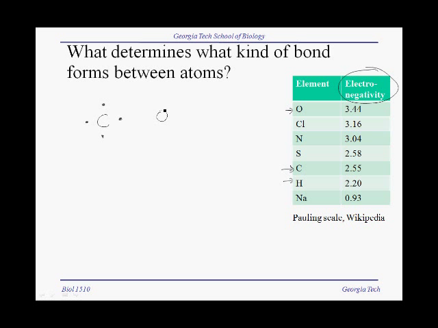Oxygen has 2 more electrons than carbon, so it has 6 valence electrons. 2, 3, 4, 5, and 6.